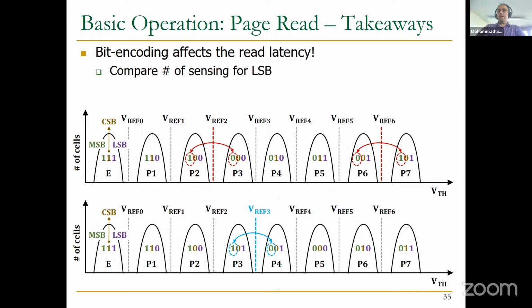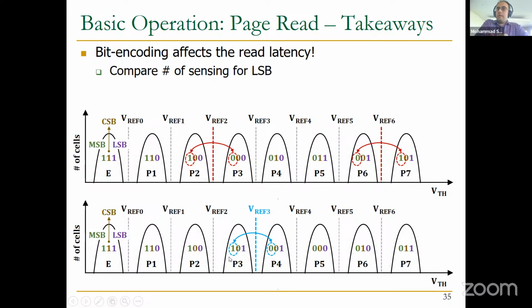Any questions? Yeah, I have a quick question. What would happen if, in the bottom part, we read the LSB but sense only once, for example, only VREF 0? I'm not sure if I understood the question. Could you please repeat it? The answer to the question earlier was that if we want to read the LSB, then we have to sense it four times. But what would happen if we sense it only one time?